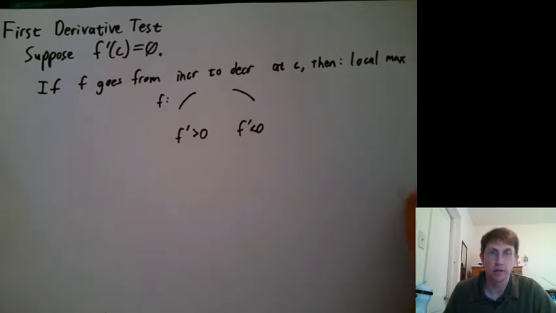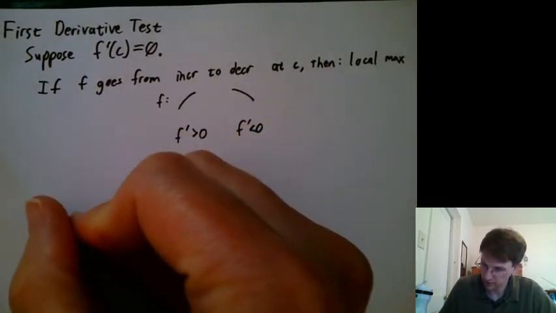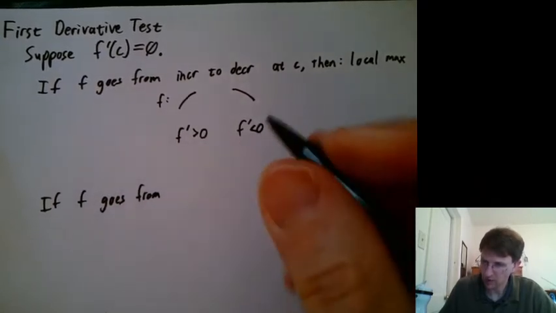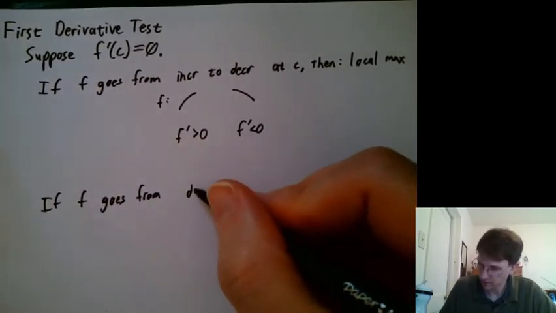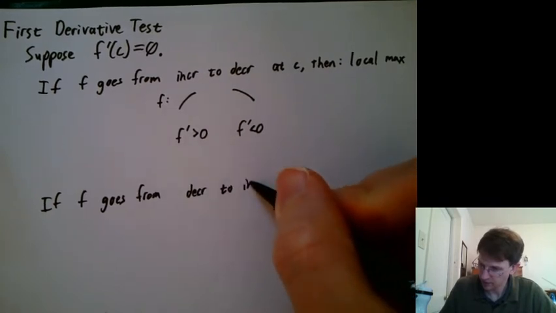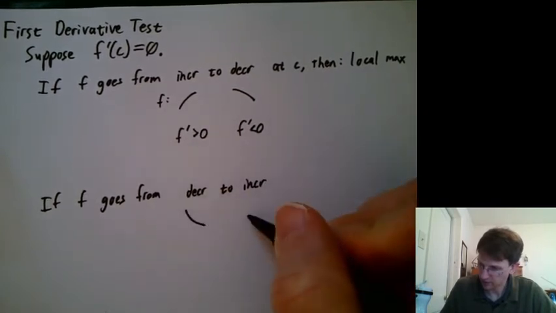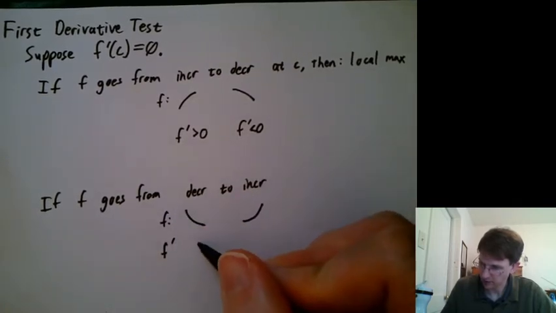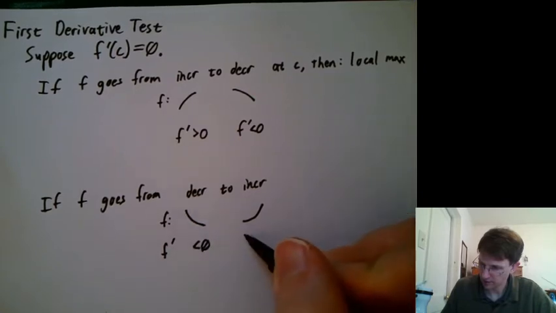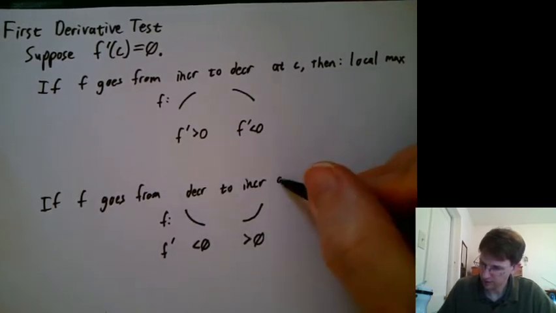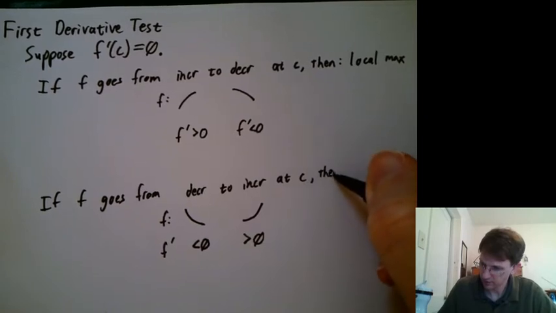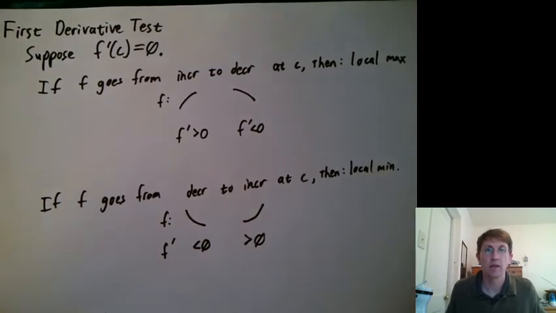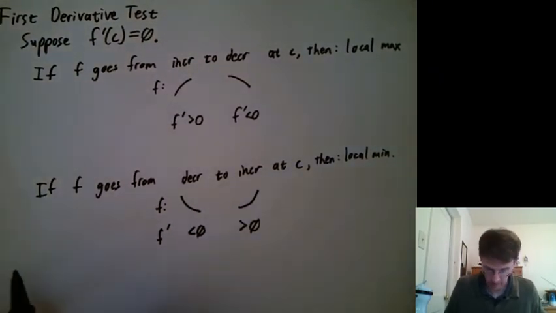Go ahead and write it out yourself here. If f goes from, what? Decreasing to increasing, which would be something like this to something like that, or f prime being negative here and positive here, then we're at a local min. So that's a recap of the first derivative test.